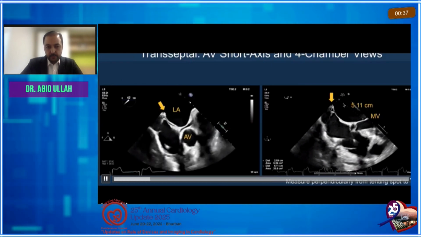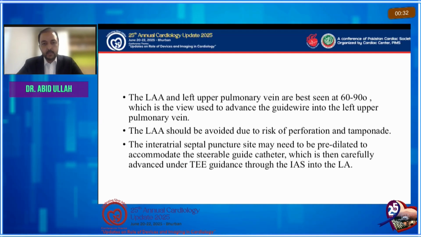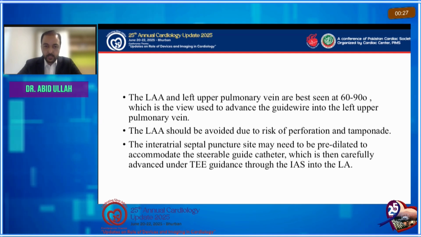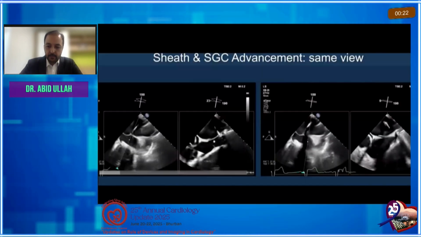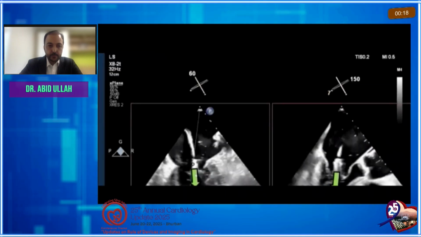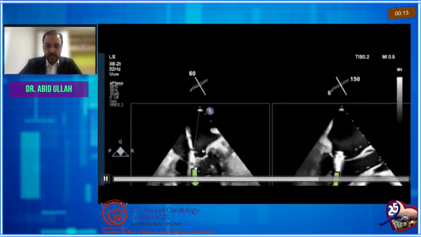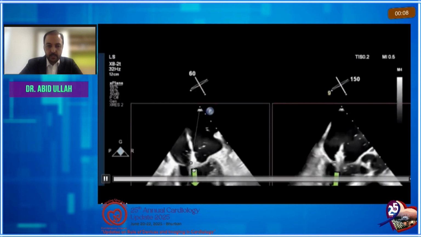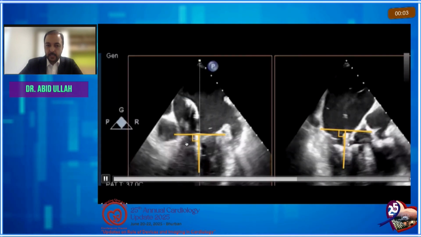Once the puncture is done, then it's very important to follow the wire, which is the stiff wire. And we try to avoid the left atrial appendage. The wire goes into the left upper pulmonary vein, and then the mitral clip itself can be delivered over this wire. So the mitral clip, again, is brought under the TE guidance. It is taken across the mitral valve. The position is checked in relation to the commissures of the mitral valve, and then it is deployed.